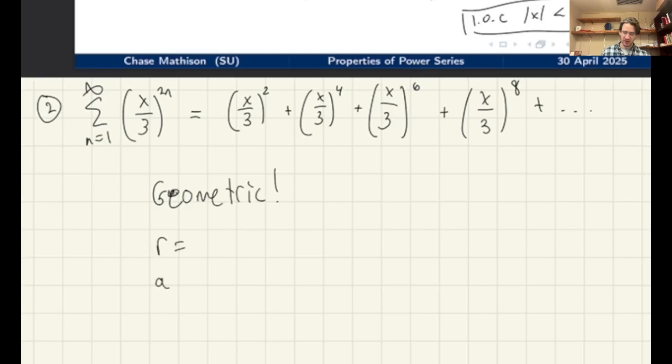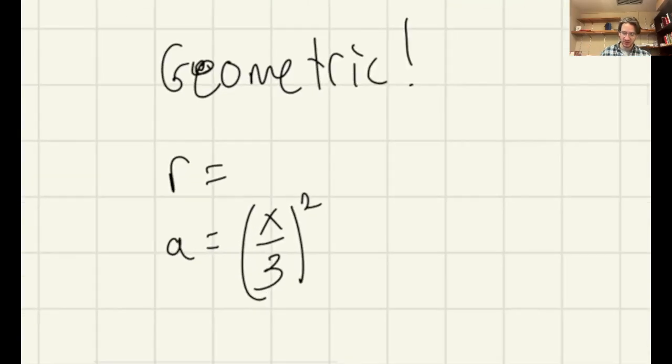I just need to figure out a and r. Well, a is (x/3)^2. A is the first term. R, to go from one term to the next, is it the case that I always multiply by the same thing? And the answer here is yes. I'm just multiplying by (x/3)^2 every time.